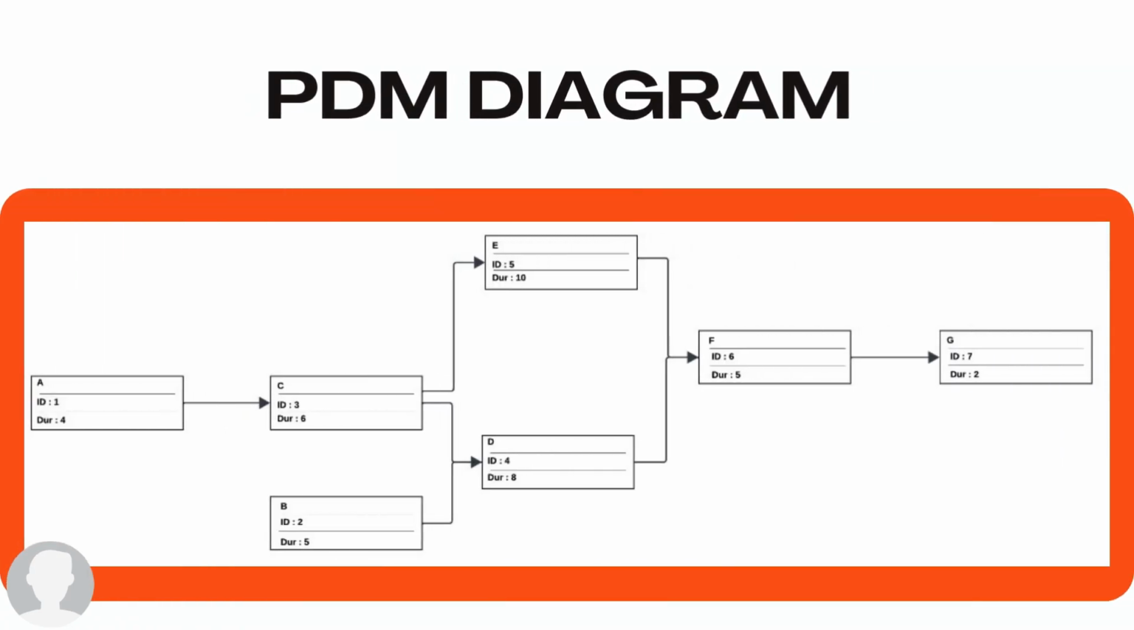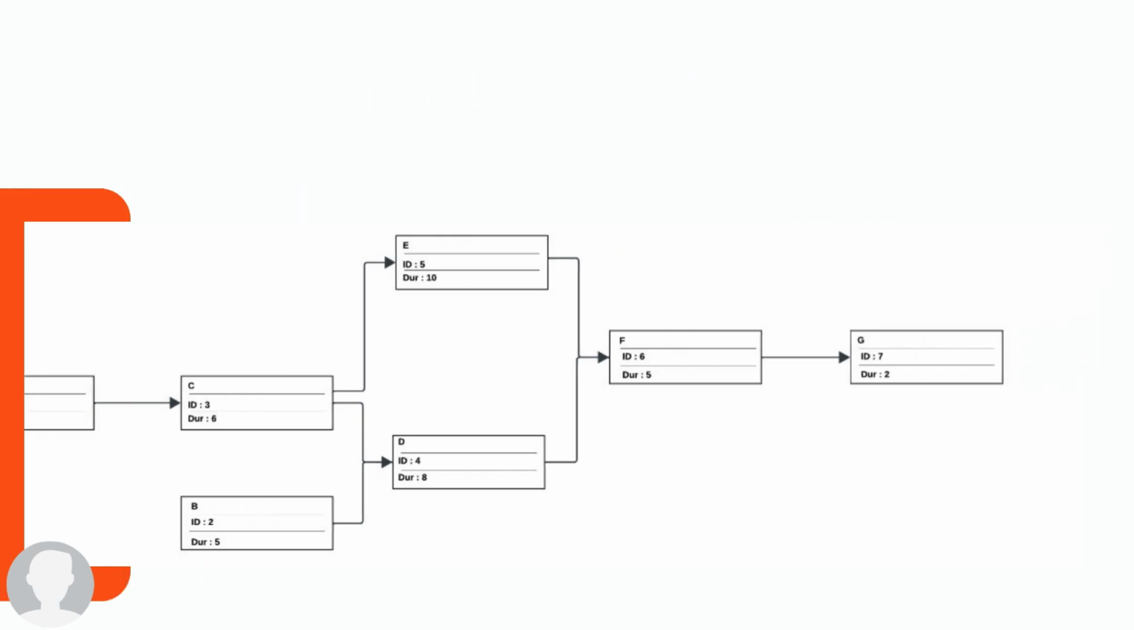Whereas this is our PDM diagram. Here, activities are shown as boxes and arrows show dependencies. It is easier to understand and more flexible, so it is more commonly used.